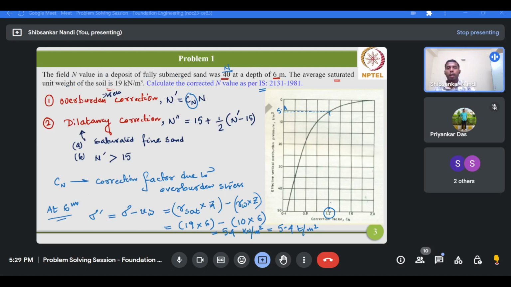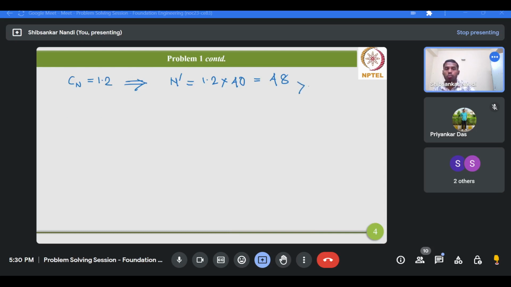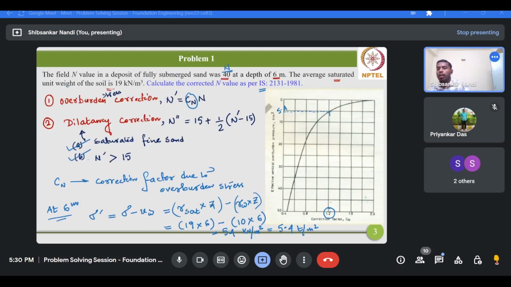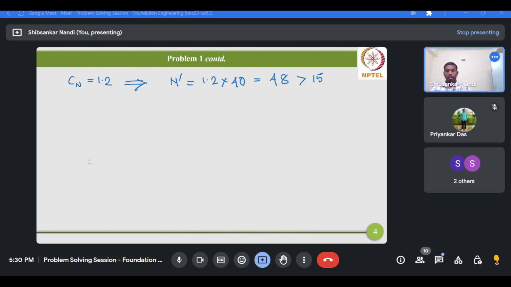Now coming to the next part, that is the dilatancy correction. The soil is submerged sand, so this first condition is fulfilled. Now what about the second condition? It is also fulfilled, since this N prime value is 48 and it's greater than 15. So both the criteria are fulfilled. Therefore there is a need for dilatancy correction too.